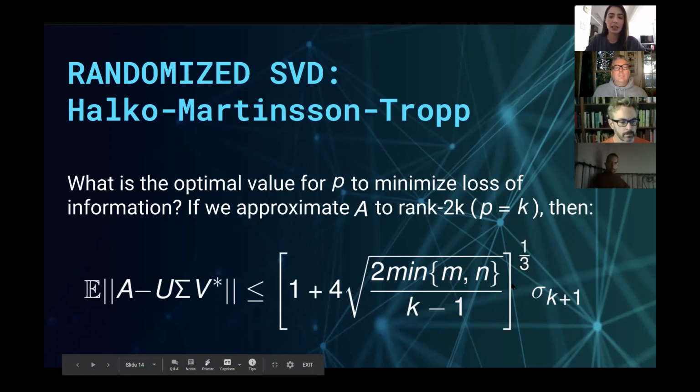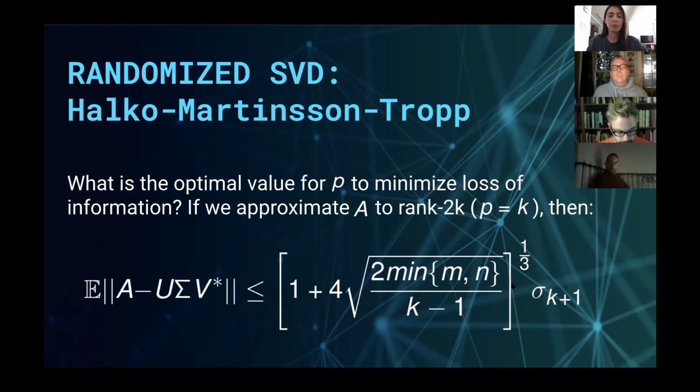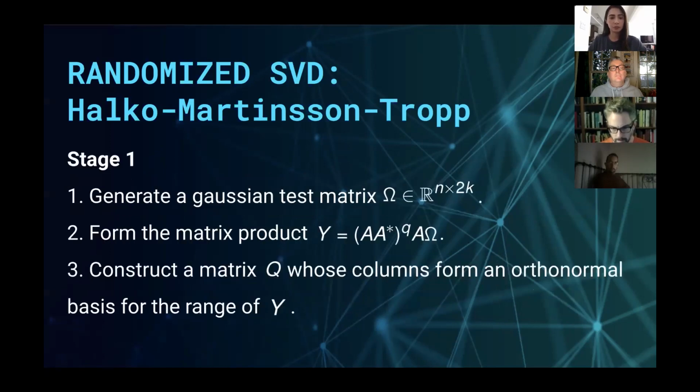But at the same time, I am then taking a bigger matrix. The idea is that we want to find a sweet spot where the matrix approximation is good enough, my error is bounded, and at the same time it is small. So for the rest of the presentation, we're going to pick a 2K rank approximation.